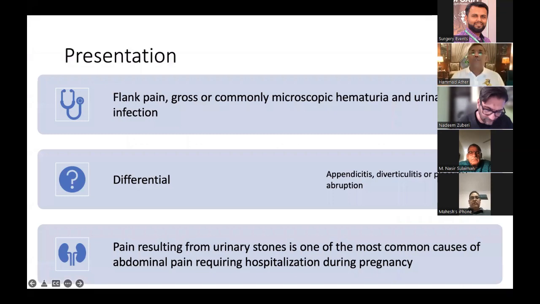The majority of your patients present with flank pain, gross hematuria and urinary tract infection. The issue is with differential diagnosis. Appendicitis, diverticulitis, or placental abruption are all possibilities, and your examination is curtailed, your ability to do scanning and other things are curtailed. So differential diagnosis is something that you should always keep in mind.